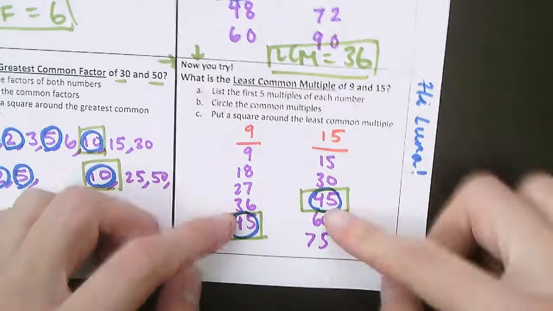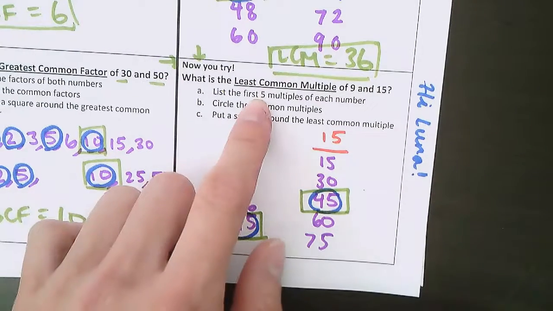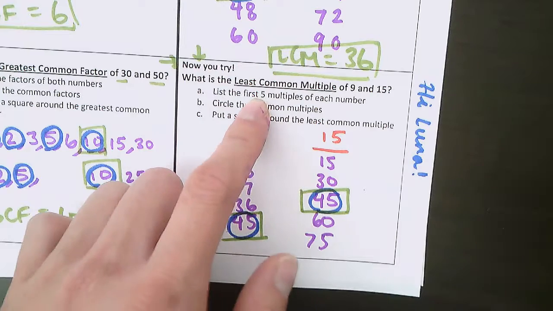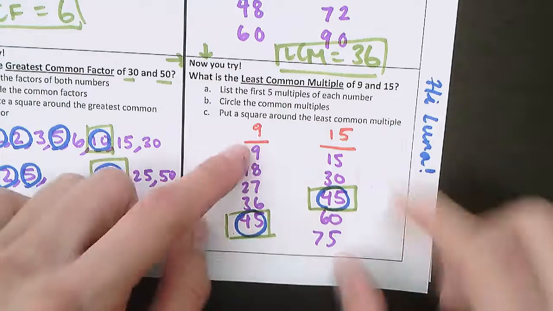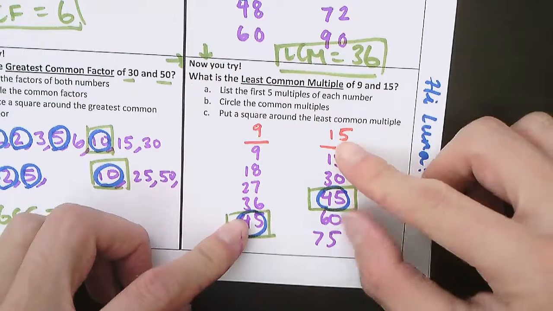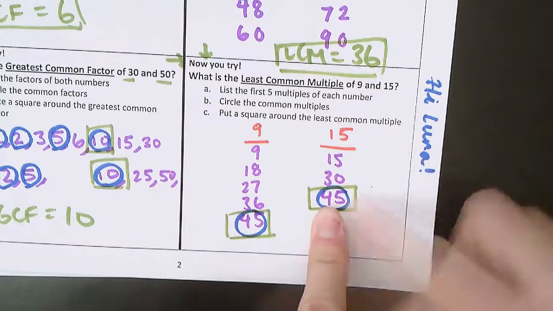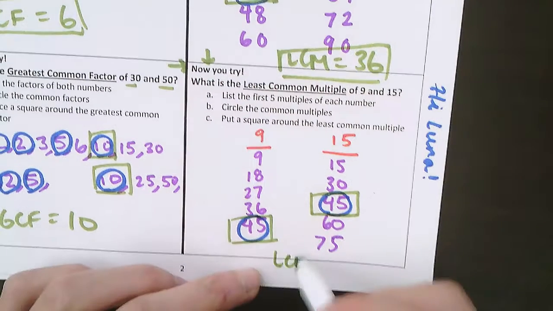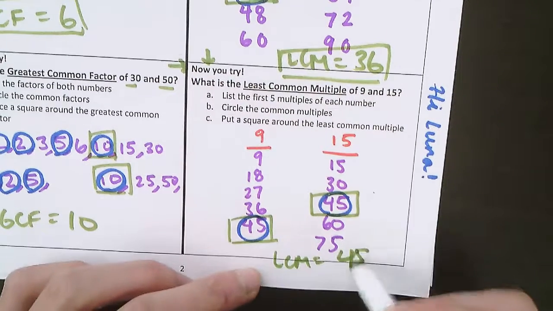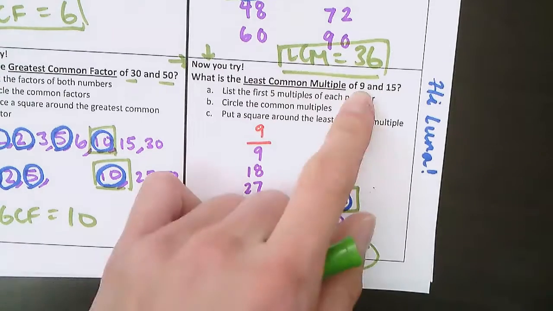When you are listing your multiples, you don't always have to list out 5. Sometimes you have to list out more than 5 before you see a common one. Or sometimes I might do these 5 first, and I might be doing this one, and if I get to 45, I can just stop there. So my lowest common multiple is 45 among 9 and 15.